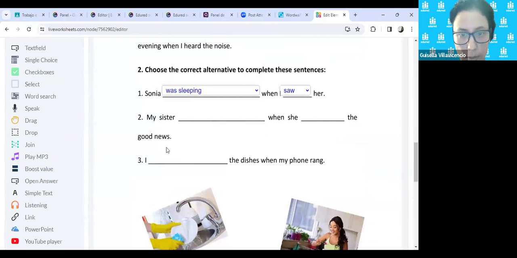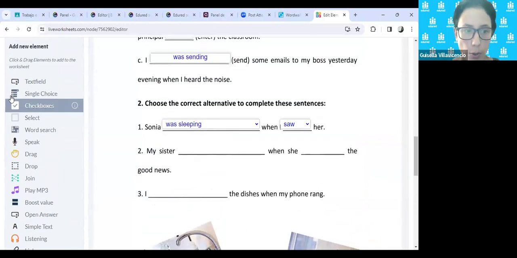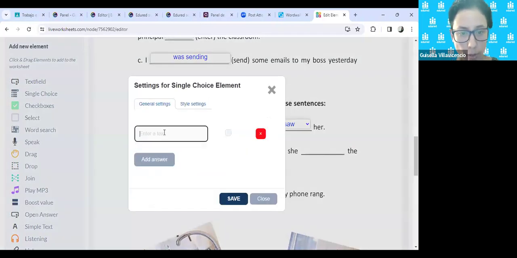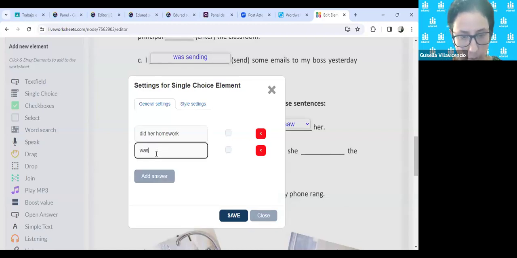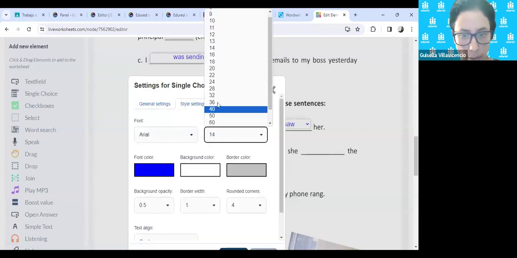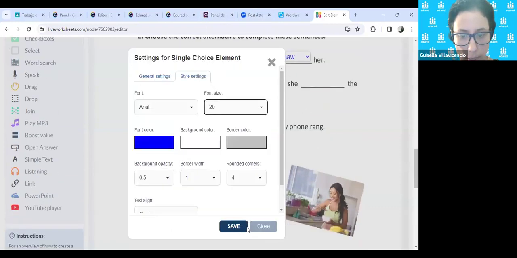Igual acá. Le vamos a poner: my sister, when she, the news. Single choice. Todos vayan conmigo, chicos. La primera opción sería did her homework, y la segunda opción va a ser was doing her homework. Esa va a ser la respuesta correcta. Style settings, vamos a 20. Uy, se nos va la hora. Oh my God.